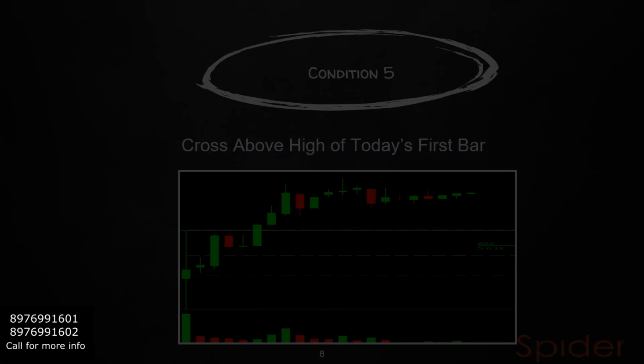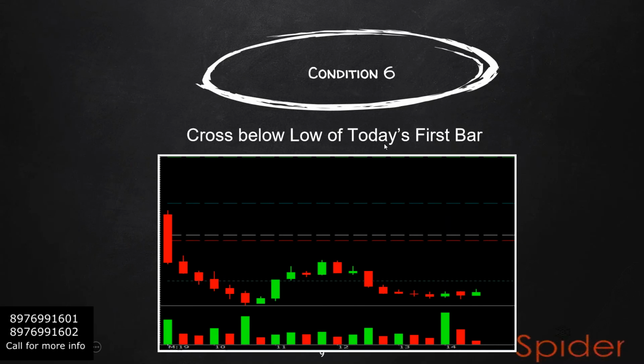The vice versa of this is cross below low of today's first bar. So when we get a crossover of the low of today's first bar, this was the first candle, today's first bar, and in the second candle we got a closing below this level. So you can expect to enter a trade, and this was the trade that you must have gotten. For the next 1 hour, it was in a strong downtrend. So you can get stocks like this using cross below low of today's first bar.